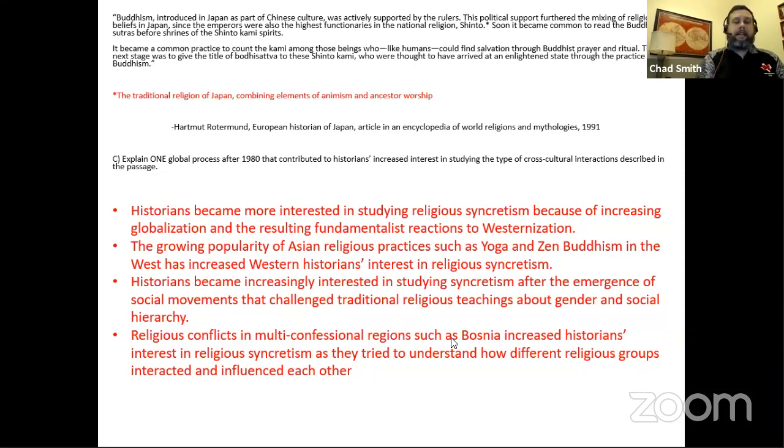Historians became more interested in studying religious syncretism because of increased globalization and the resulting fundamentalist reaction to Westernization. The growing popularity of Asian religious practices in the West has increased Western historians' interest in religious syncretism. Historians became increasingly interested in studying syncretism after the emergence of social movements that challenged traditional religious teachings about gender and social hierarchy. And finally, religious conflicts in multi-confessional regions, such as Bosnia, increased historians' interest in religious syncretism as they tried to understand how different religious groups interacted and influenced one another.